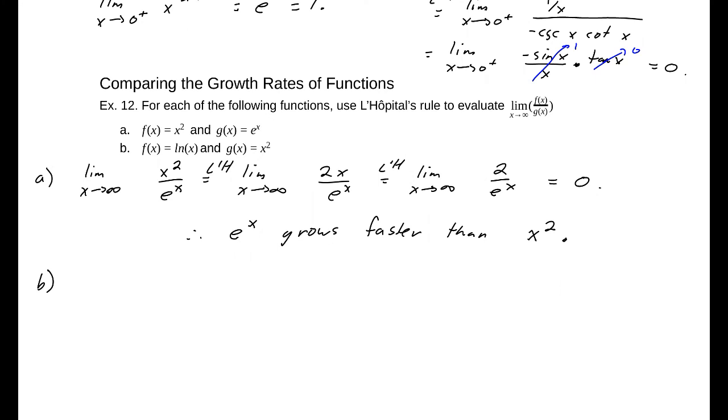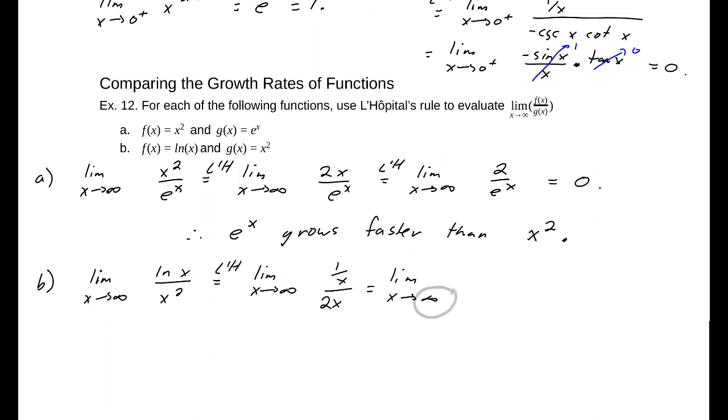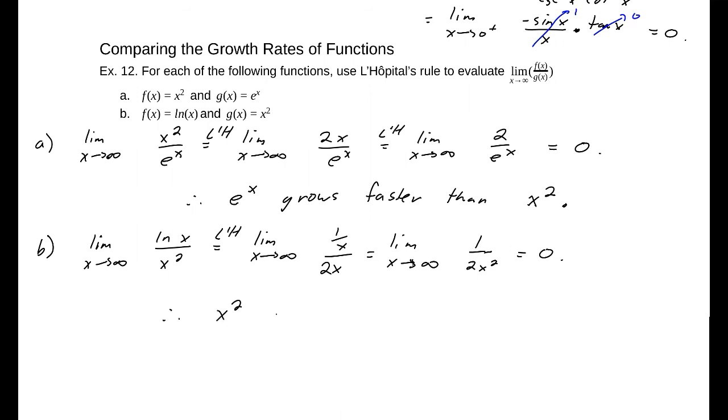All right, now let's compare the two functions, natural log of x and x squared. Natural log of x over x squared. These are both going to infinity. We know they're getting larger as we go, so let's apply L'Hopital's rule. That'll be 1 over x over 2x, which algebraically is equivalent to 1 over 2x squared, which equals 0. This shows us that x squared grows faster than natural log of x, which is not quite as obvious, but you could convince yourself very easily by looking at their graphs over a short period of time.